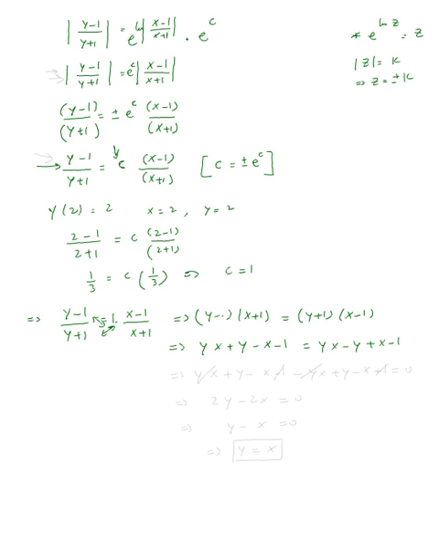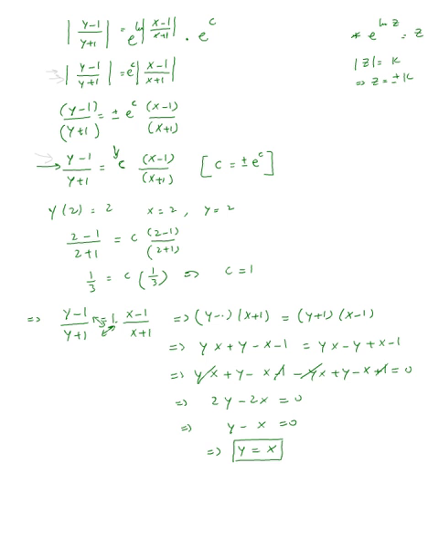Yx minus y plus x minus 1. I move everything to the left side. Yx plus y minus x minus y minus yx plus y minus x plus 1 is 0. This will go with that. What else? This will go with that. They will cancel. Y plus y is 2y. So 2y minus 2x is 0. Divide by 2, you get y minus x is 0, which means the solution is y equals x.